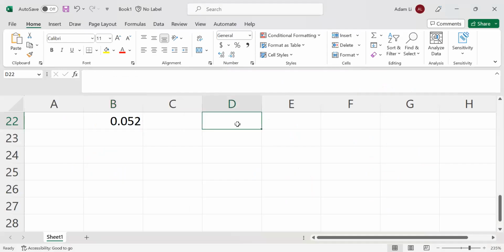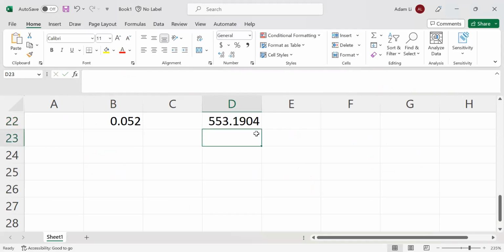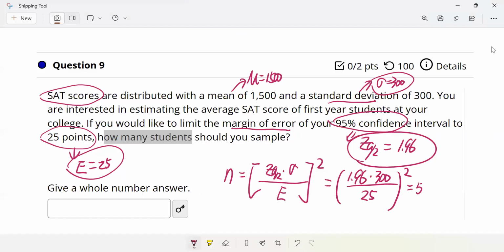So if you put it into Excel, it's going to be open parentheses 1.96 times 300 over 25, and then we're going to square it. Raise to the second power, square that. And you see we get 553.1904. So that's the answer, 553.19.